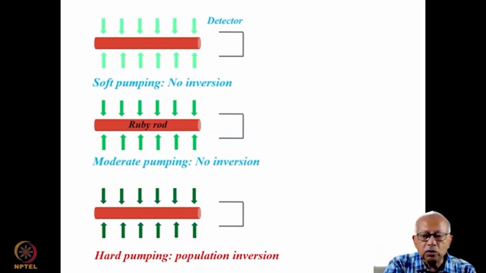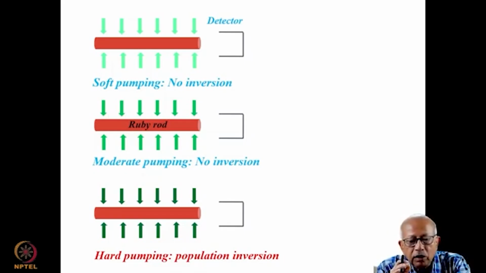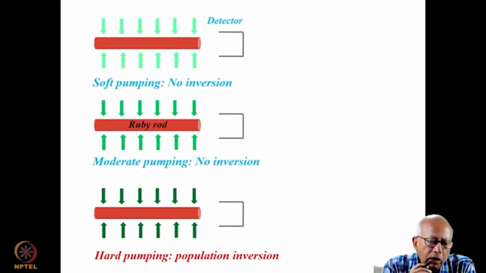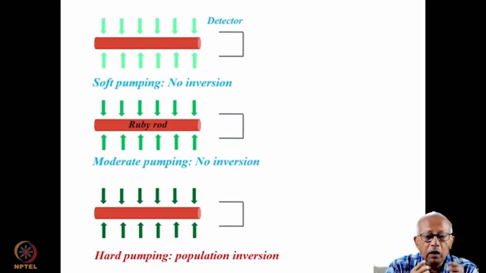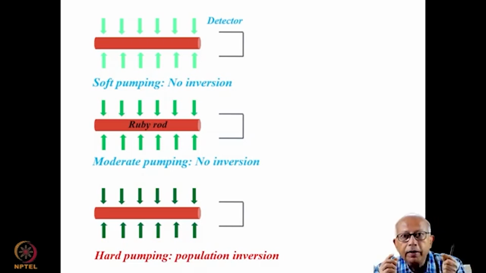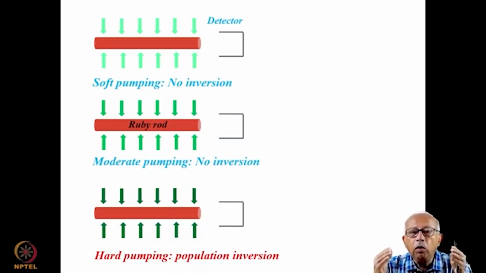Maiman basically wanted to study this fluorescence as a function of the wavelength. He placed a detector on one end of the ruby rod, and he studied three cases. In the first case, he pumped his ruby rod very softly, meaning the intensity of the light emitted by the flash lamp was pretty low. This was possible by operating the flash lamp at a low voltage.